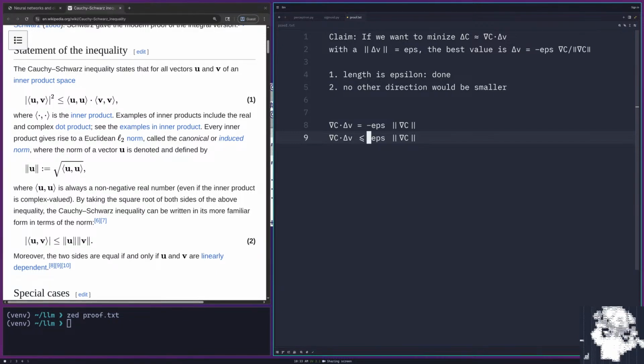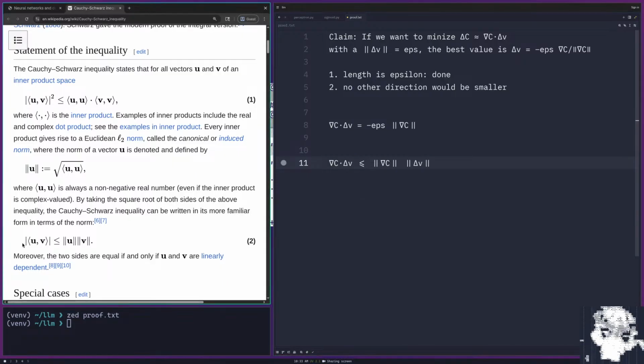And I lost the negative somehow. Wait, let me do this one again. So we have this. We know that this is less than or equal to the length of one times the length of the other. That's what this is saying. Oh, the length of the left side. Or is this a length or an absolute value? I think that's an absolute value.